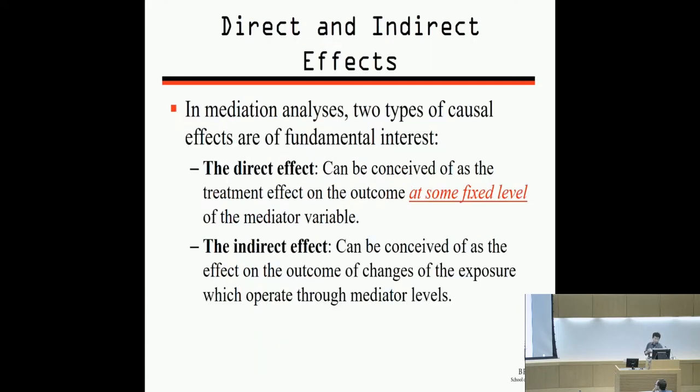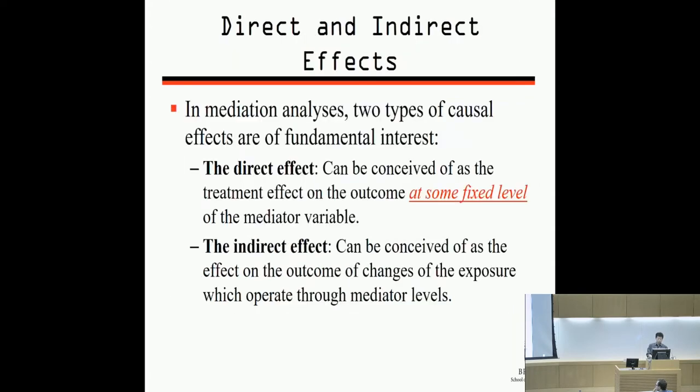Here is a little more formal definition. There are two types of causal mediation effects. One is the direct effect, which you can think of as the treatment effect on the outcome when you fix the mediator at some fixed level, not necessarily all at the same level. And the indirect effect, which can be conceived as the effect on the outcome when you change the exposure, which operates through the mediator.